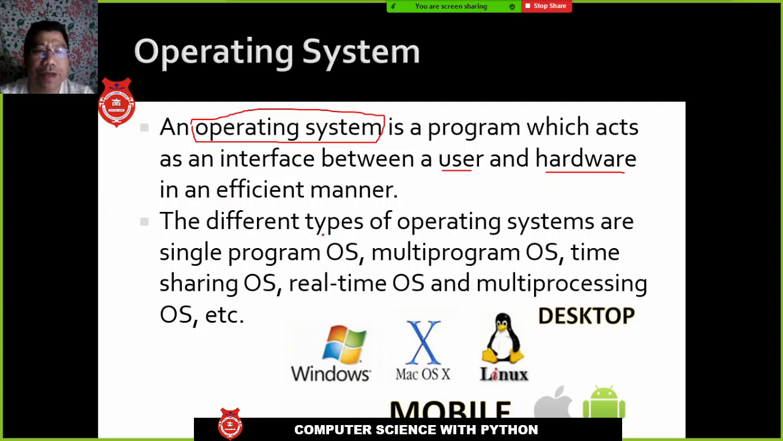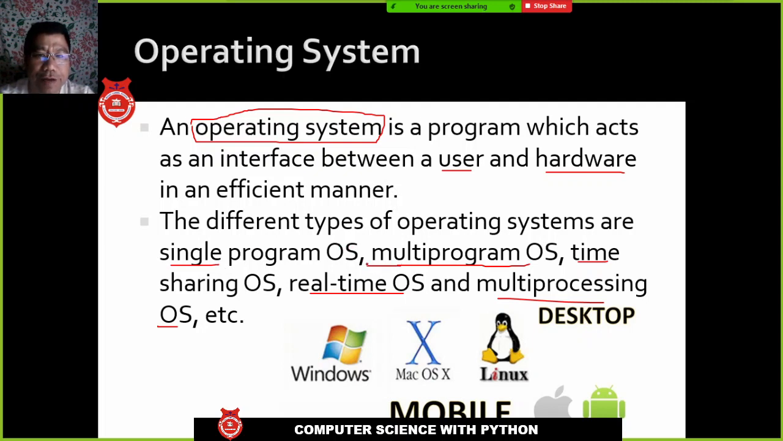the user. Okay, there are different types of operating systems, such as single user operating system, multi-program operating system, time-sharing operating system, real-time operating system, multi-processing operating system, etc. Okay, these are the different types of operating system. We are not going to study the different types, but let me quickly explain what are they. Okay, firstly, single program operating system is the simplest and the first type of operating system. Only one program can run in that operating system, and it is not efficient and it is not available nowadays because they are too simple.